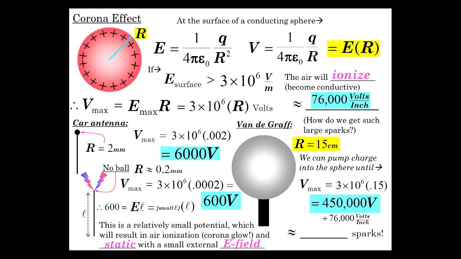Now, considering that 76,000 volts per inch is the size of E field that will cause ionization of the atmosphere, that should result in ionization through a region of space about 6 inches. So we can produce 6-inch sparks with a Van de Graaff generator of this size. So make sure I demonstrate that for you.